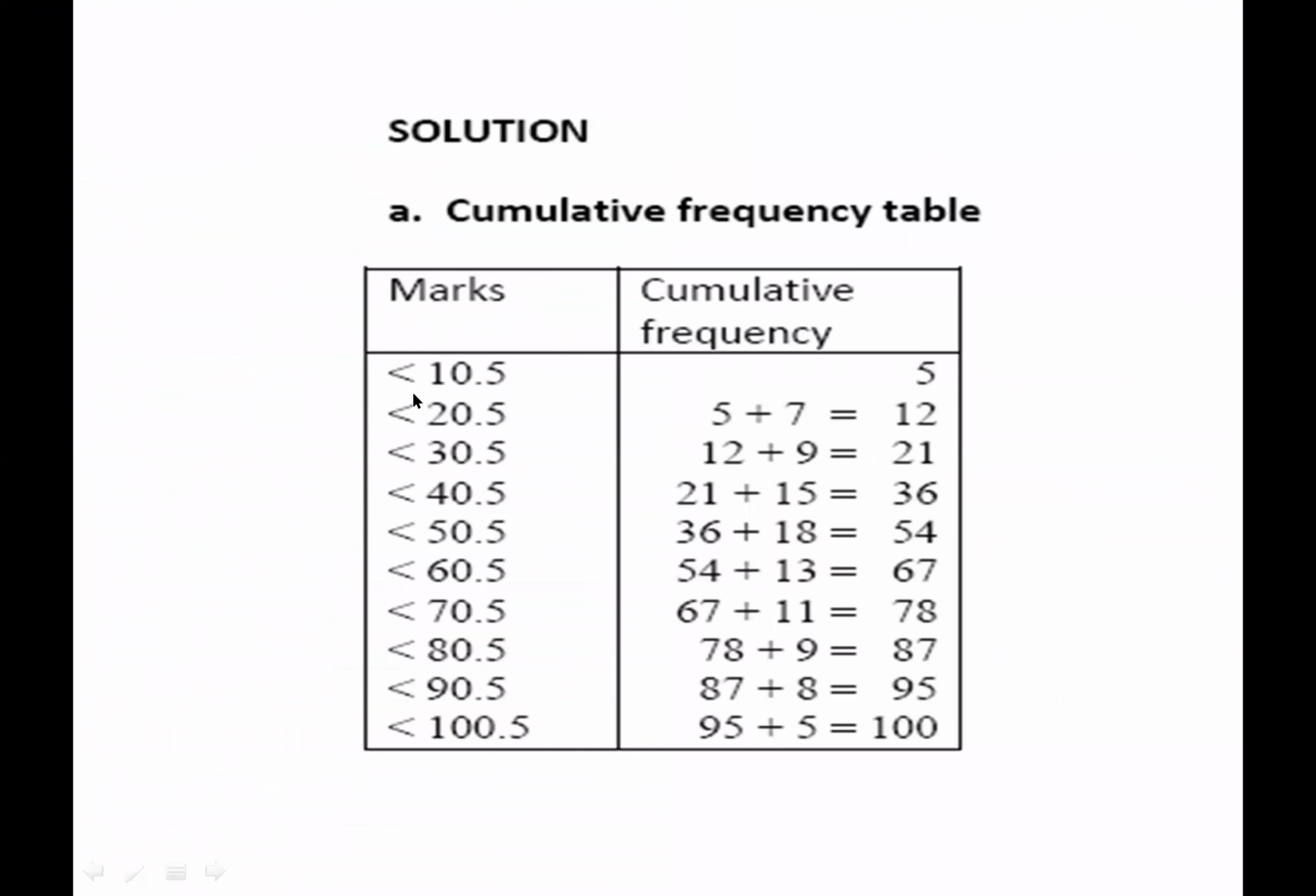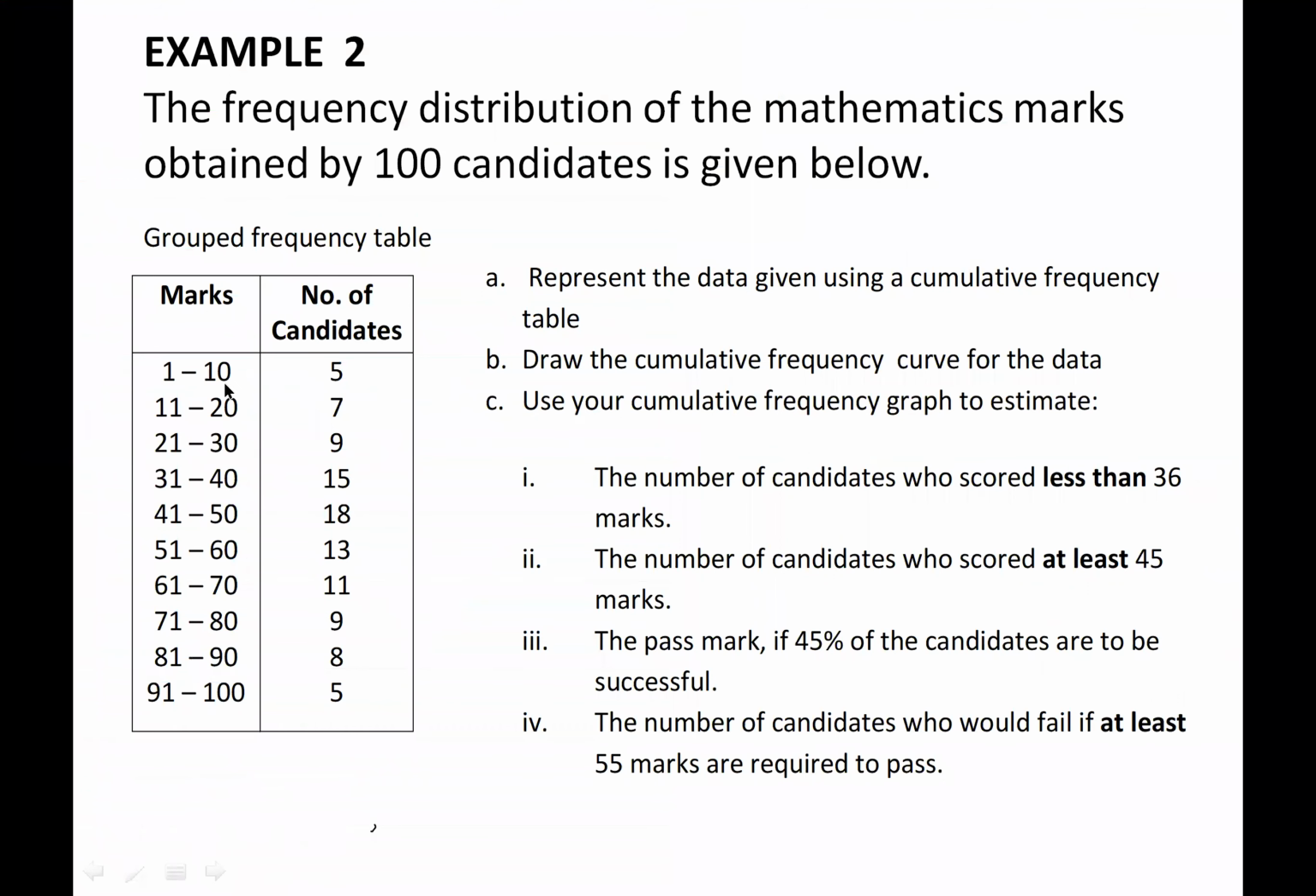So less than values, right? We're using boundaries and not limits. What do I mean by boundaries? Well, we're not using less than 10, less than 20, less than 30. We're using less than 10.5, less than 20.5, less than 30.5 because those are the boundaries. Why are we using boundaries? Because the rule says that once these words are present, we use boundaries. All right. So 5 candidates scored less than 10.5 marks because we're using boundaries.